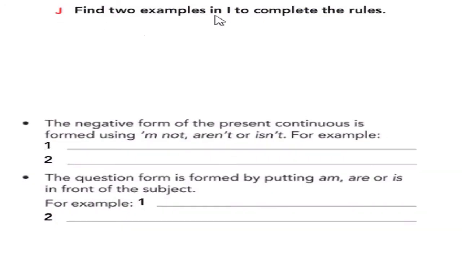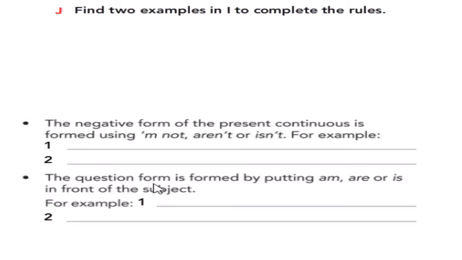Exercise J. Find 2 examples in I to complete the rules. So you will go back to exercise I, okay, and find 2 examples to complete the rules here. Rule number 1. The negative form of the present continuous is formed using am not, aren't, or isn't. Find 2 examples for this rule in exercise I. The second, the question form is formed by putting am, are, or is in front of the subject. You have to give me 2 examples for this rule. You have 1 minute to finish this rule. Stop the video and come back when you finish.